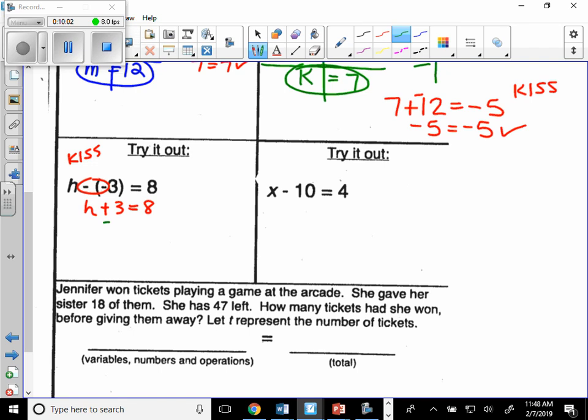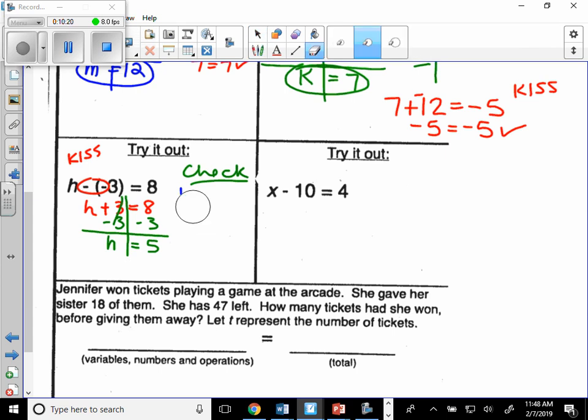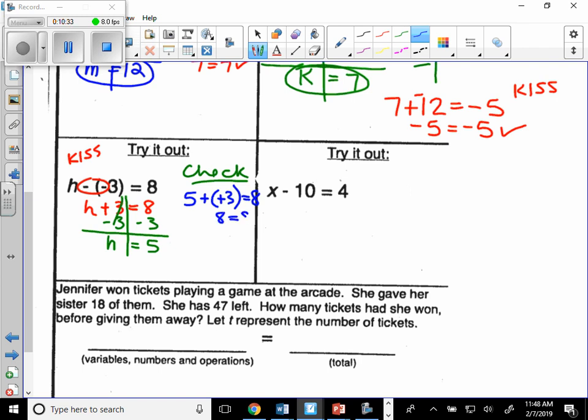Now you can solve it and take 3 away from both sides. When you do that, h equals 5. Now, even if you plug it back in, it will work. So if I check the problem, I'm going to plug it back in. So h, which is 5, 5 minus a negative 3 should equal 8. Well, again, what do you do with two negatives? You make them a positive. 5 plus 3 is 8. So yes, it does check out.